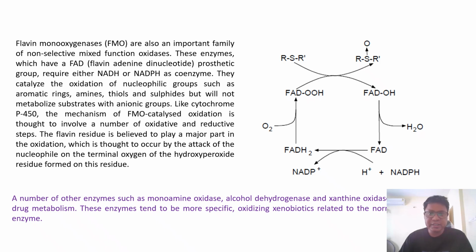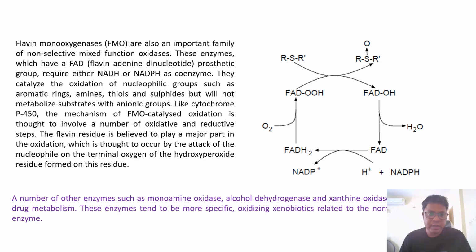Flavin monooxygenases, another example, are also an important family of non-selective mixed function oxidases. These enzymes, which have a flavin adenine dinucleotide prosthetic group, require either NADH or NADPH as coenzyme. They catalyze the oxidation of nucleophilic groups such as aromatic rings, amines, thiols, and sulfides, but will not metabolize substrates with anionic groups, unlike cytochrome P450, in drug metabolism.